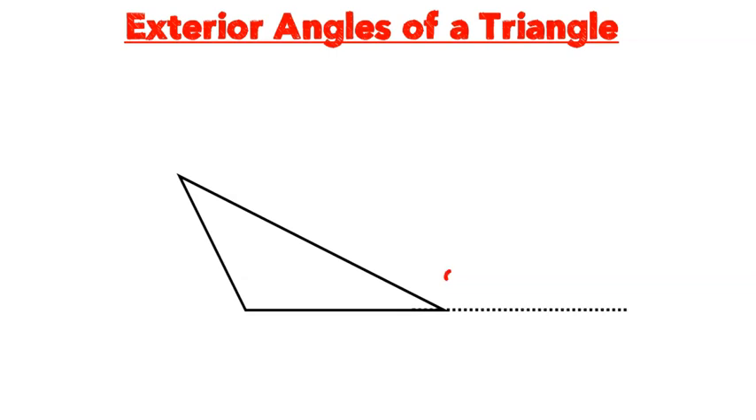An exterior angle out here has two relationships. It has a relationship to the adjacent angle. They are supplementary. But it also has a relationship to the remote, that means opposite, interior angles.